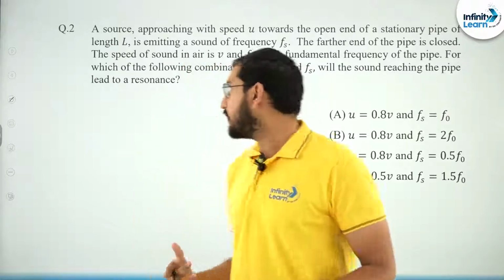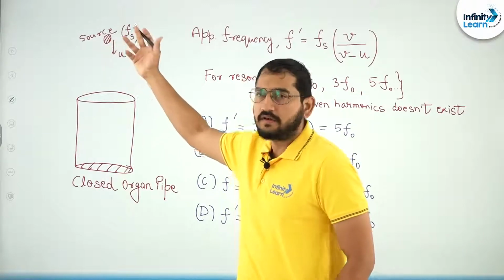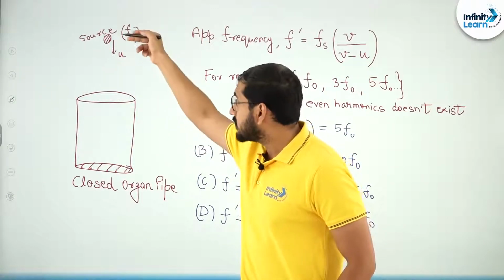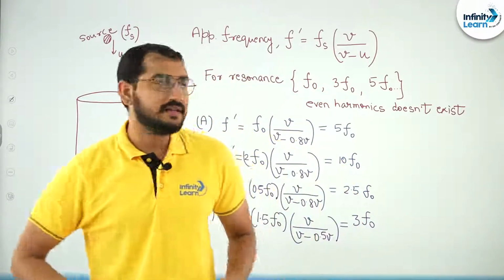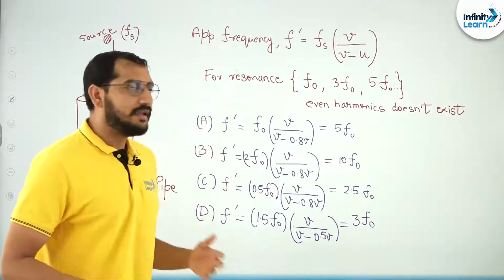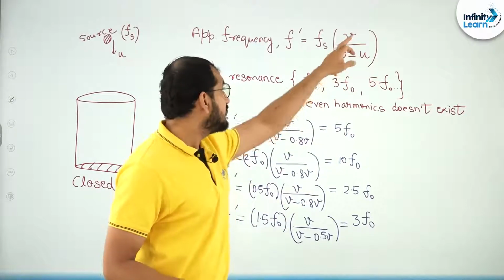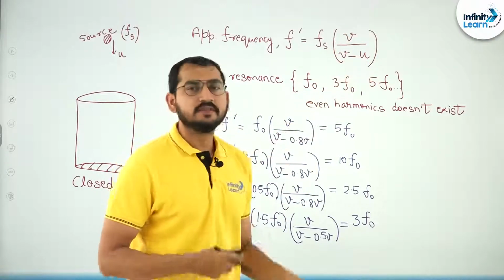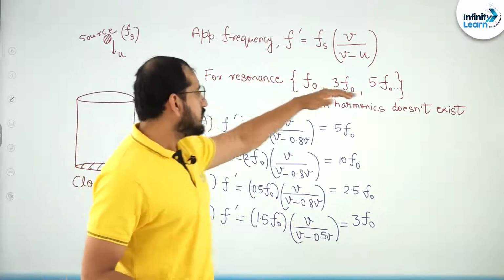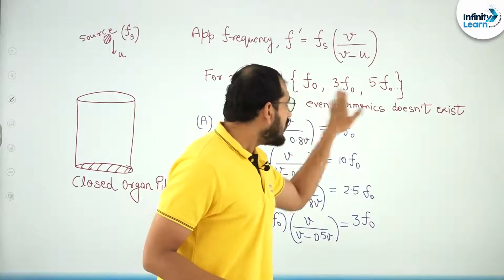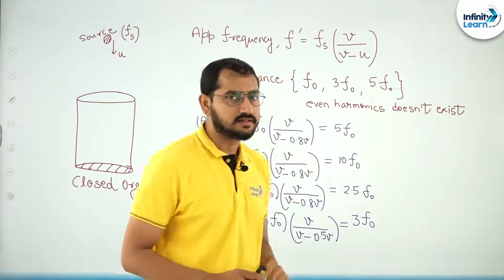As you can see from this drawing, this is our closed organ pipe and the source of some frequency, source frequency I am taking as Fs, is approaching with some speed u. By using the concept of Doppler effect, we can say that the apparent frequency can be given as f dash equal to fs v divided by v minus u, where v is the speed of sound and u is the speed of the source. And we know that in the closed organ pipe, for resonance to be achieved, we have to take only the odd harmonics. We cannot take the even harmonics, they don't exist in this scenario.